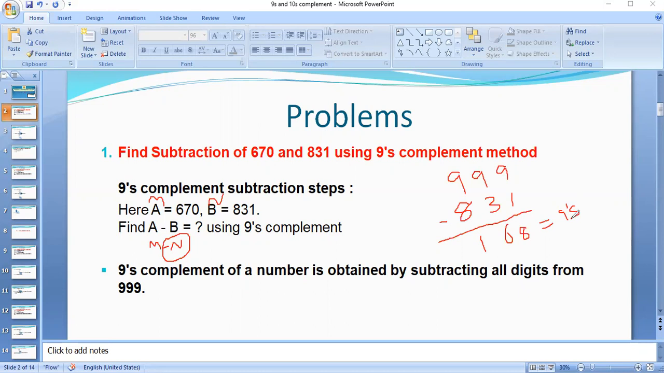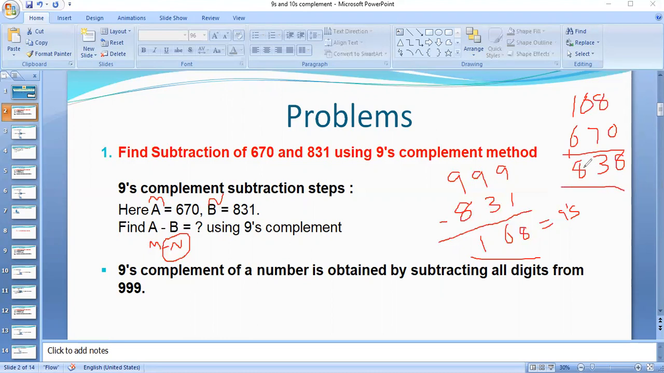So after that, what we have to do? We have to add that nines complement result to the minuend. See here, I am adding the nines complement result to the minuend. So what is the minuend value? 670. So add first 8 plus 0, 8, and 6 plus 7, 13, 3 and 1 is the carry. And 6 plus 1, 7, 7 plus 1, 8. See here, we have the result 838.